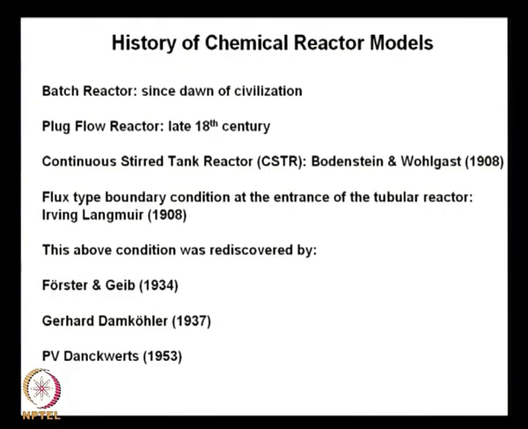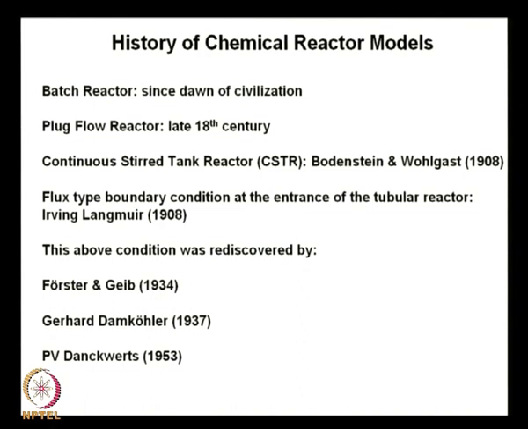So, their works were practically lost, and then Danckwerts in 1953 sort of claimed to rediscover the boundary condition, and now it has been unearthed much before. It was not us, but around 20 years back it was found that Danckwerts didn't discover this boundary condition, and people stopped calling it the Danckwerts boundary condition. There is enormous confusion whether you want to call it the Langmuir boundary condition or the Förster and Geib boundary condition. So, people just decided to call it the flux type boundary condition.